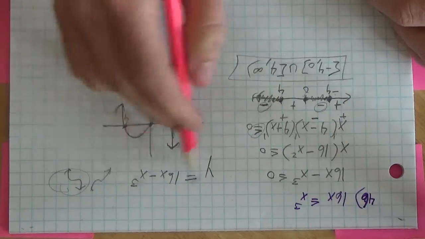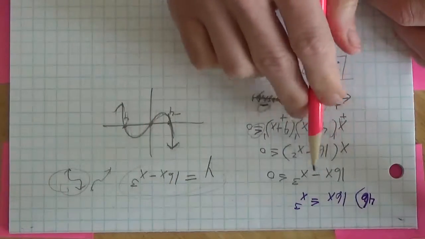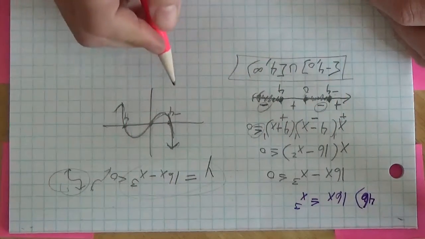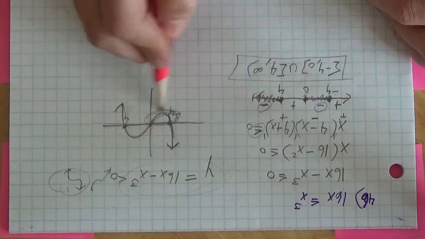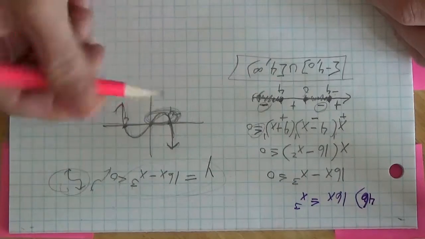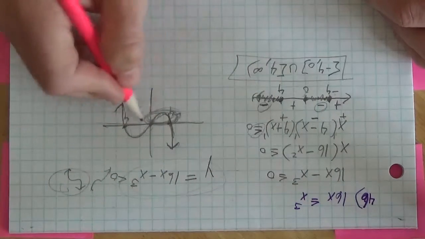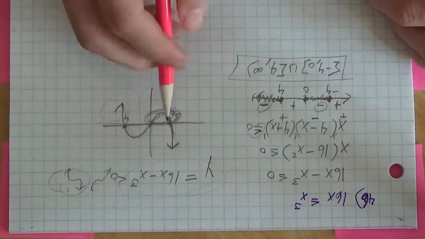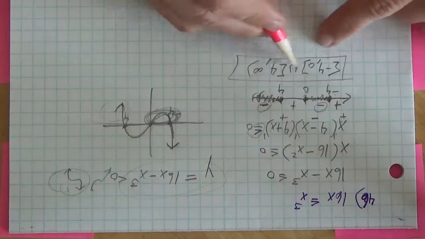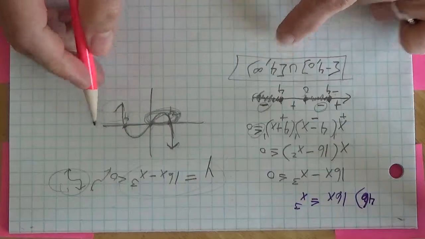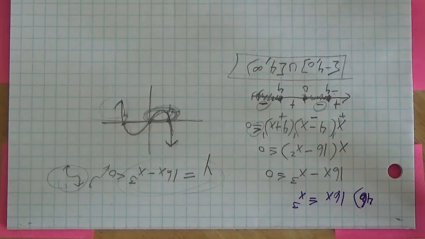And then, to relate this graph to our inequality, we want to know when these are less than or equal to 0. And we can see that the y values are less than or equal to 0 below the x-axis here and here. So for those x values between negative 4 and 0, and between 4 and infinity. Okay, that's that.